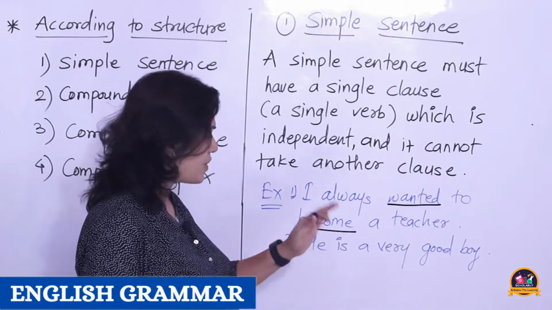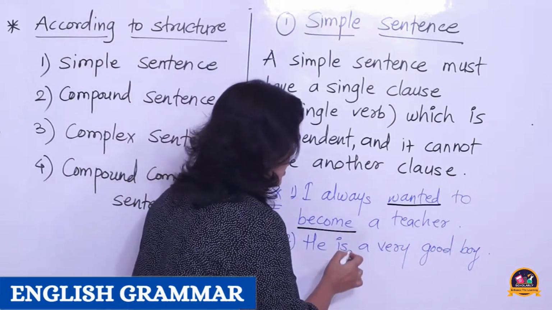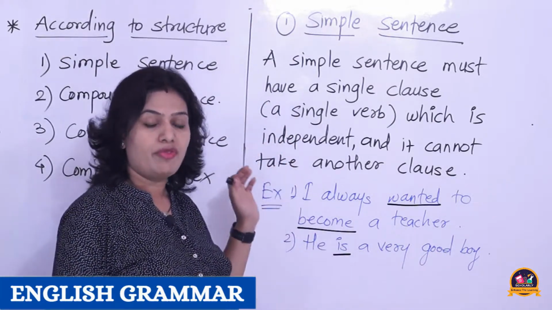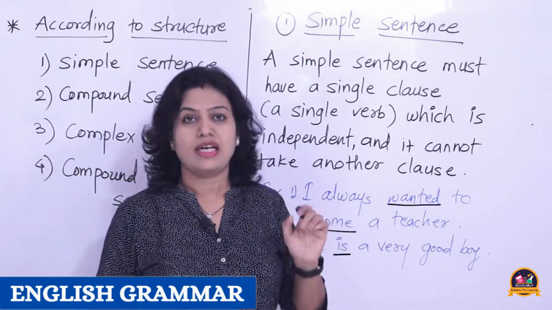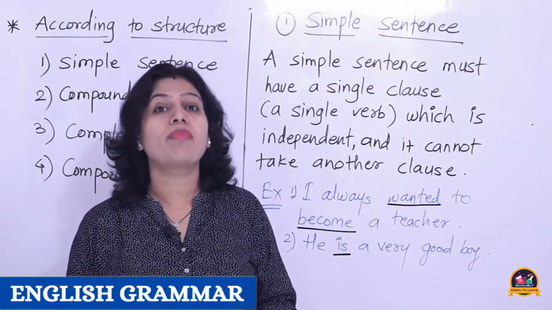Again, the second sentence is very clear. He is a very good boy. Is is the main verb in this sentence. So these are the kinds of simple sentences. Let's see the second type, that is compound sentence.